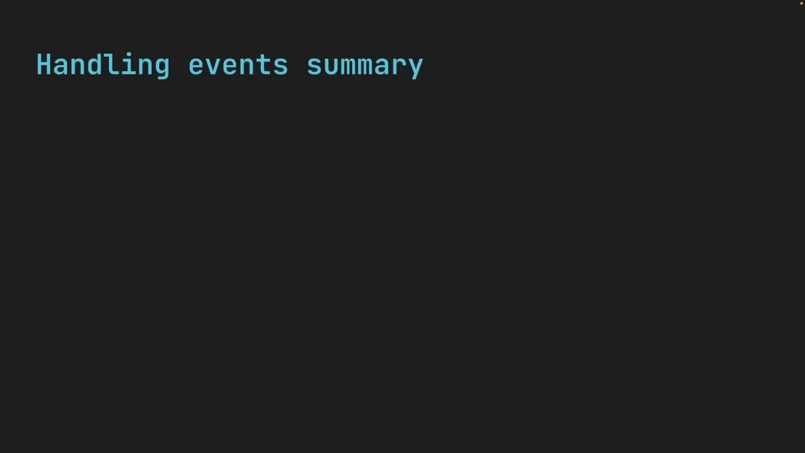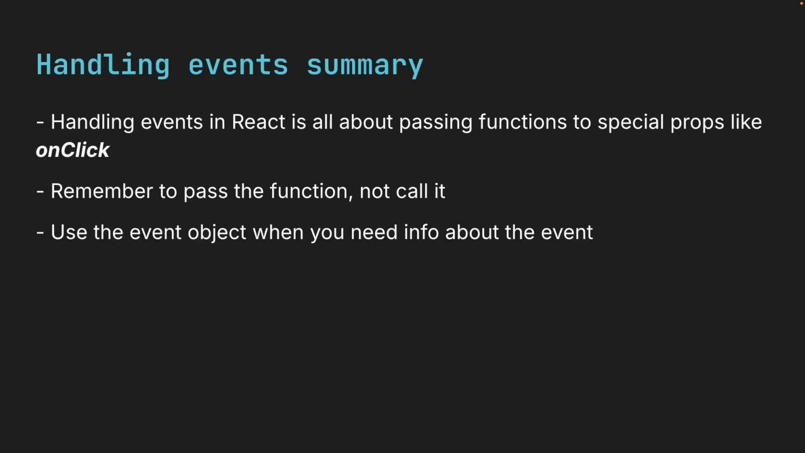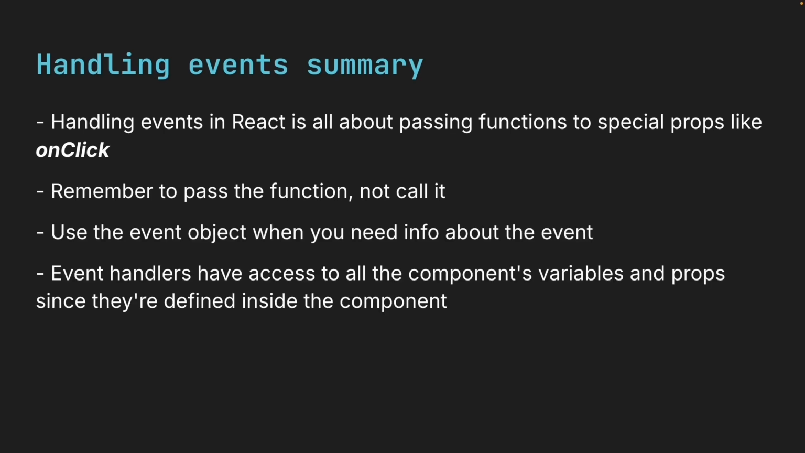Now that was a lot, so let me quickly summarize what we've learned. Handling events in React is all about passing functions to special props like onClick. Remember to pass the function, not call it, so no parentheses. Use the event object when you need info about the event. And finally, event handlers have access to all the component's variables and props since they're defined inside the component. Up next, we will look at a common pattern you will use when working with event handlers.